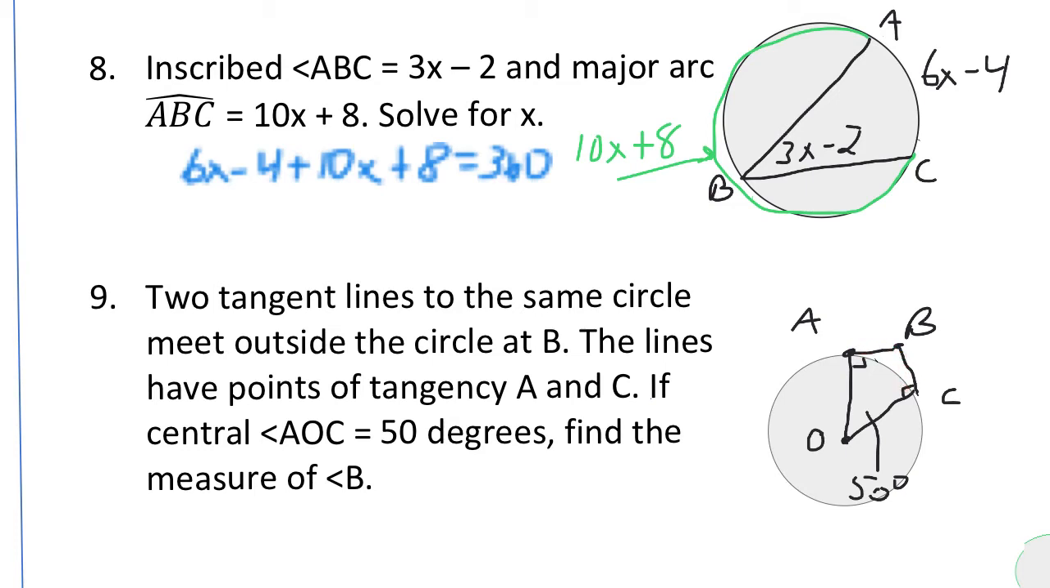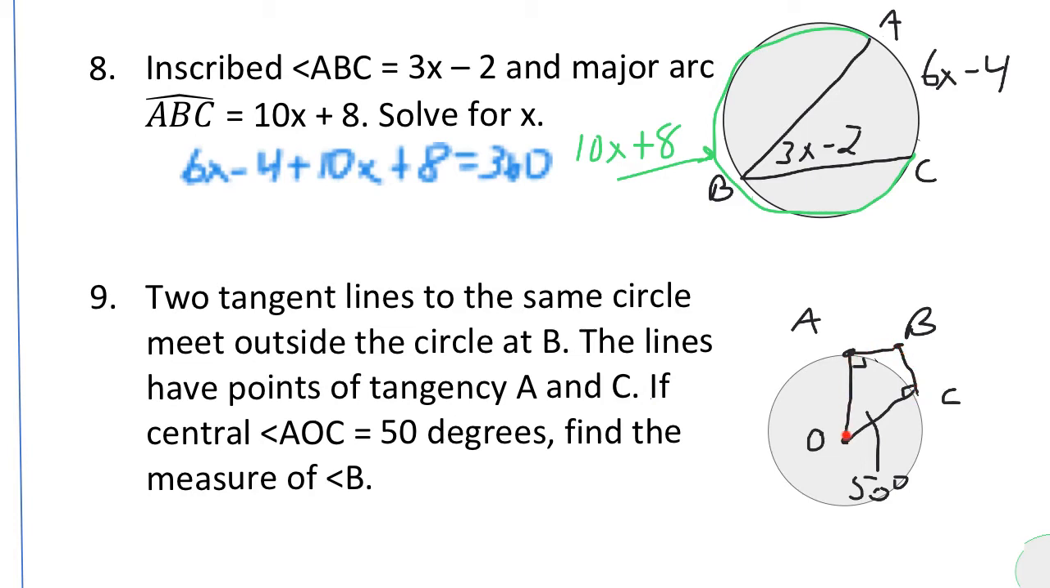In question number 9, we have two tangent lines, or tangent segments, would probably be a better way to say it, that are to the same circle, and they meet at point B, and their points of tangency, so that's where they hit the circle, are A and C. They hit at 90 degrees. Tangent lines hit at 90 degrees. If the central angle is 50 degrees, AOC, how big is angle B?